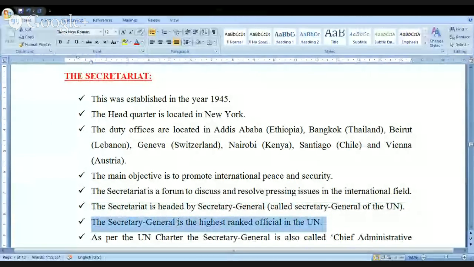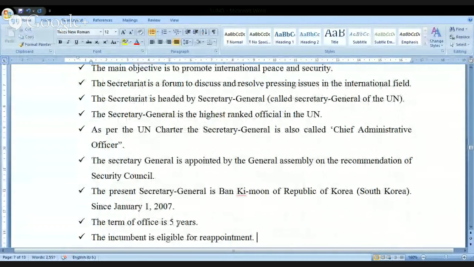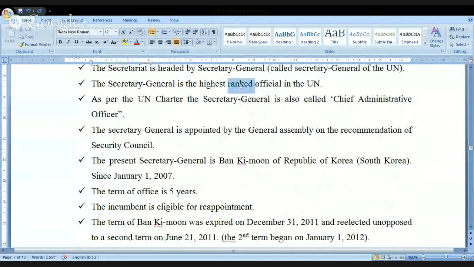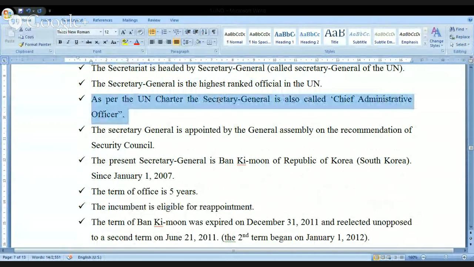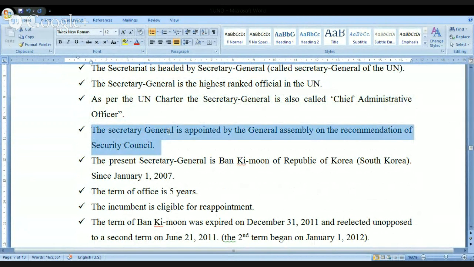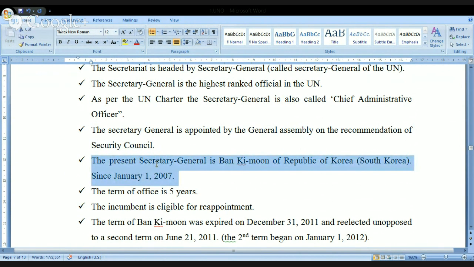Look at this. The Secretary General is the highest ranked official in the United Nations. And here, if you look at this, the UN Charter has mentioned the Secretary General as the Chief Administrative Officer, and the Secretary General is appointed by the General Assembly on the recommendation of the Security Council. So this is one very important point. Kindly remember this. Secretary General is appointed. Who is appointing? Answer is the General Assembly. On whose recommendation? Answer is the Security Council. Look at this, gentlemen. The present Secretary General is Ban Ki-moon.